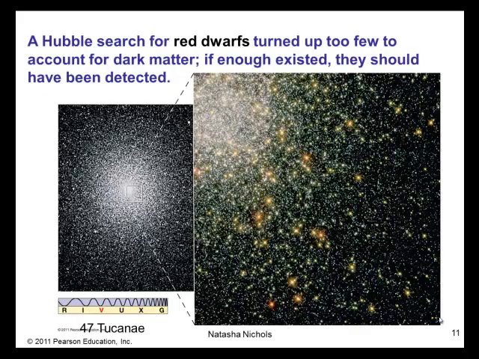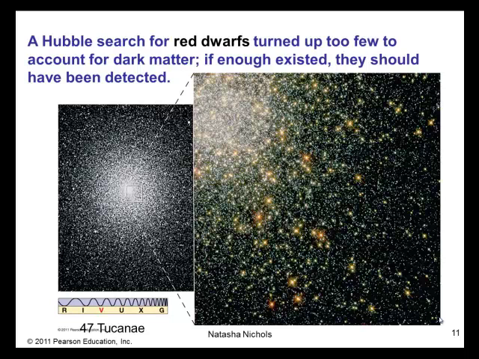A Hubble search for red dwarfs turned up too few to account for dark matter. If enough existed, they should have been detected. Here you see a sensitive visible light observation with the Hubble Space Telescope that has ruled out the faint red dwarf stars as candidates for dark matter.